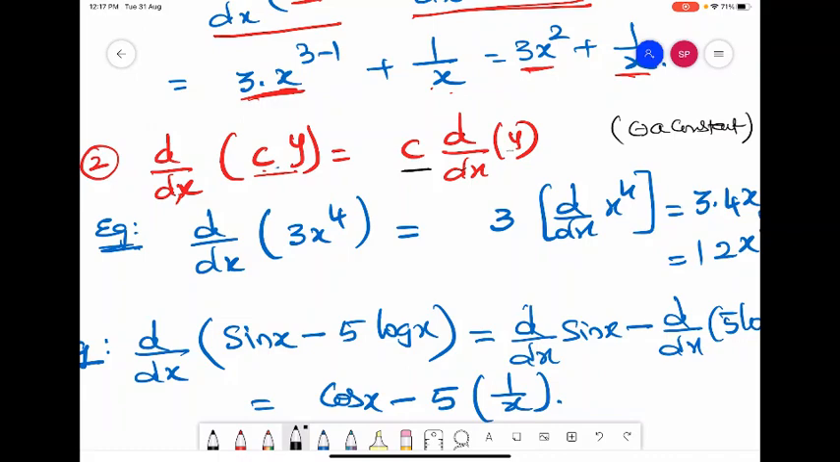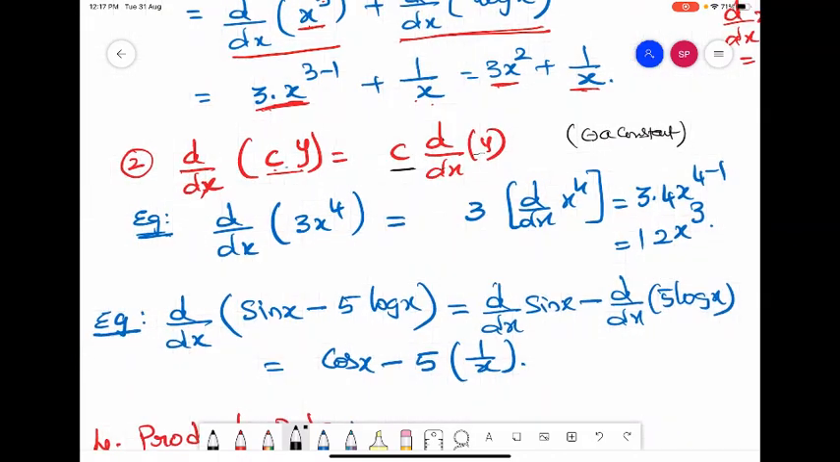So how that is, let us look at this example. d by dx of 3x power 4, suppose. Then here x power 4 is the main function. It has a multiple 3. That multiple 3 you can bring out. 3 into d by dx of x power 4 you can write. When it is in the multiple, not in the addition or subtraction, you can bring out that constant. That is what we mean by d by dx of cy.